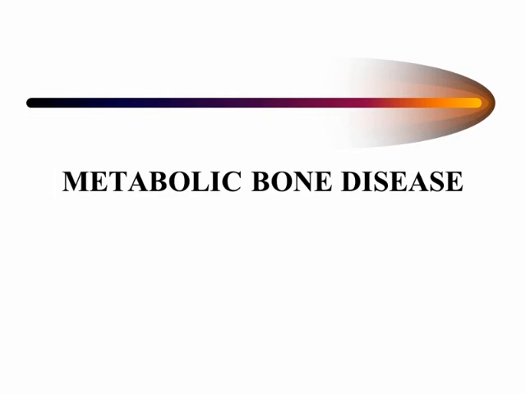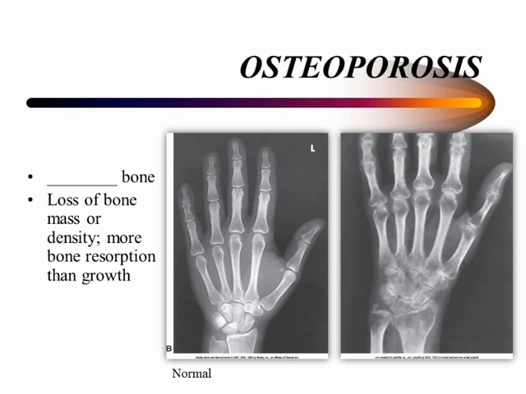We're now going to look at metabolic bone disease. Osteoporosis, or porous bone, is a generalized or localized deficiency of bone matrix in which the mass of bone per unit volume is decreased in amount but normal in composition.